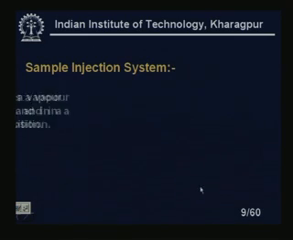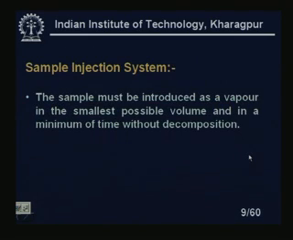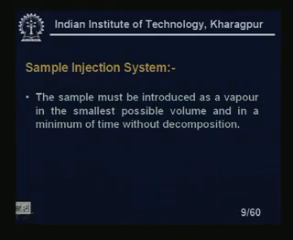Now, let us look at sample injection systems. The sample must be introduced as a vapor in the smallest possible volume. The sample should be very small, and the smaller the amount, the better for our detection. The peak will be better, that is the most important thing. Ultimately we are measuring relative concentrations, so it does not matter if it is small or large, but if it is small, it is good for us. The detection will be easy and the peaks will be more separable. The sample must be introduced as a vapor in the smallest possible volume and in a minimum of time without decomposition. It should not be decomposed, that is the most important thing.